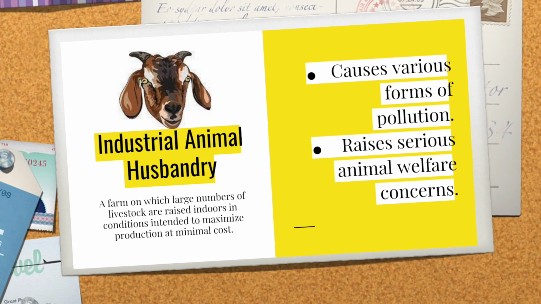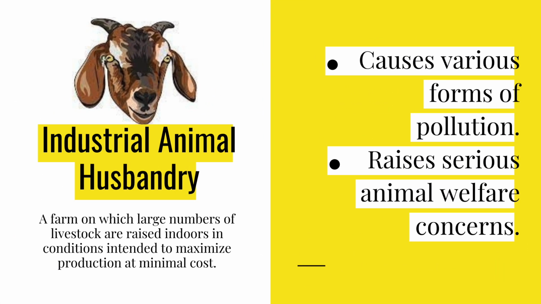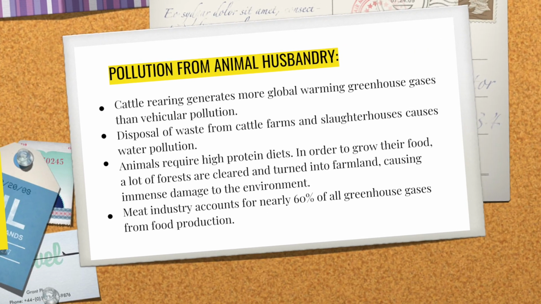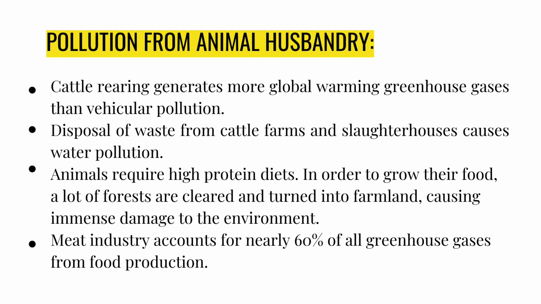There's also industrial animal husbandry. It causes various forms of pollution and also raises serious animal welfare concerns about how ethically we treat these animals before we slaughter them or while we use them to produce milk and eggs. Let's look at pollution from animal husbandry. Cattle rearing generates more global warming greenhouse gases than vehicular pollution. This would surprise most of you, but I would recommend that you go online and actually find out how this happens. But this is in fact true.